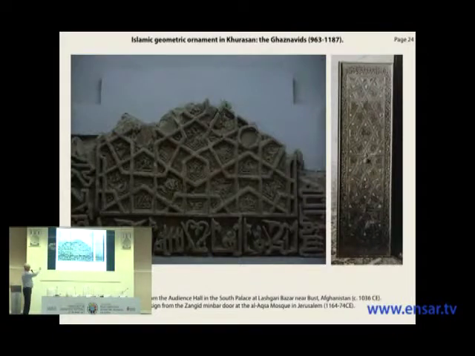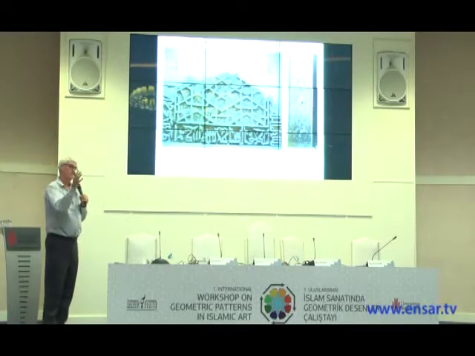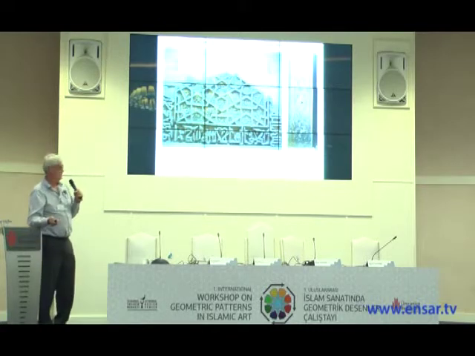On the left is the Ghaznavid piece. On the right is the same pattern from 100 years later from the Mimbar at the Al-Aqsa Mosque in Jerusalem. It's so interesting that this exact same pattern is in the two places. It reinforces this idea that the knowledge of this kind of pattern making was transferred from the east westward.